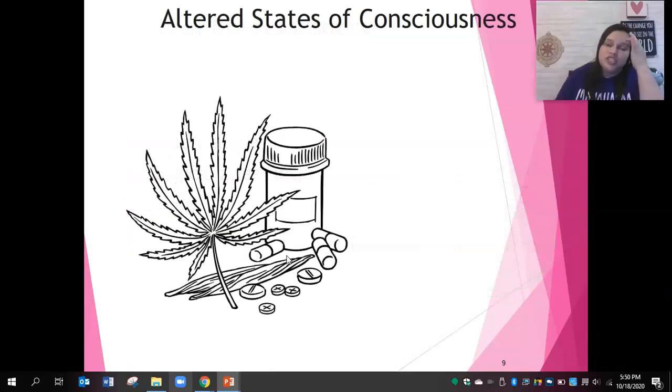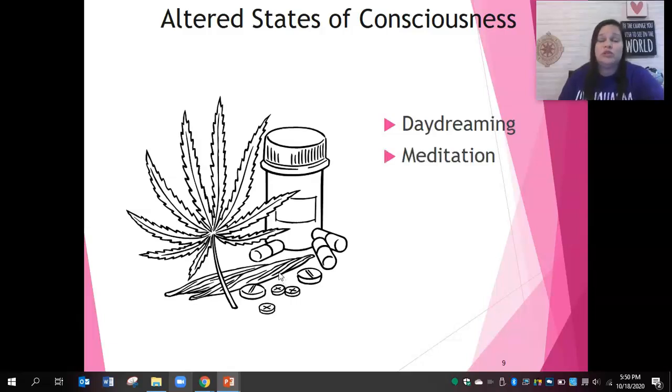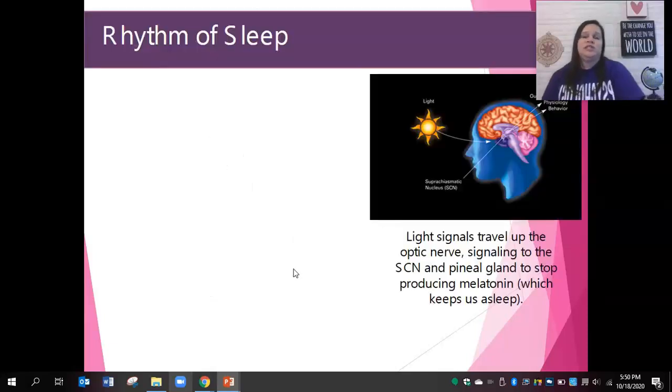In addition to being conscious or unconscious, there are altered states of consciousness, and that includes daydreaming because you're not fully aware of what's going on. Meditation, hypnosis, and drug use can also put yourself into an altered state. All of those can create altered states of consciousness. But for the rest of this section, we're just going to focus on sleep.